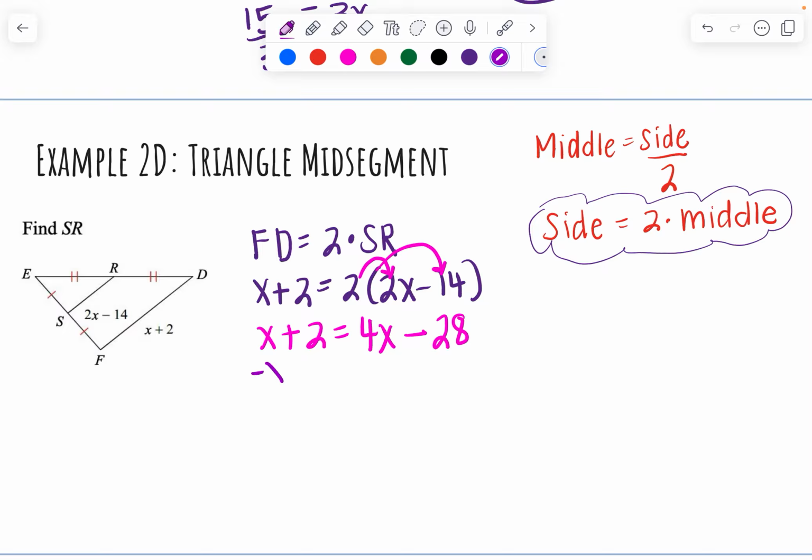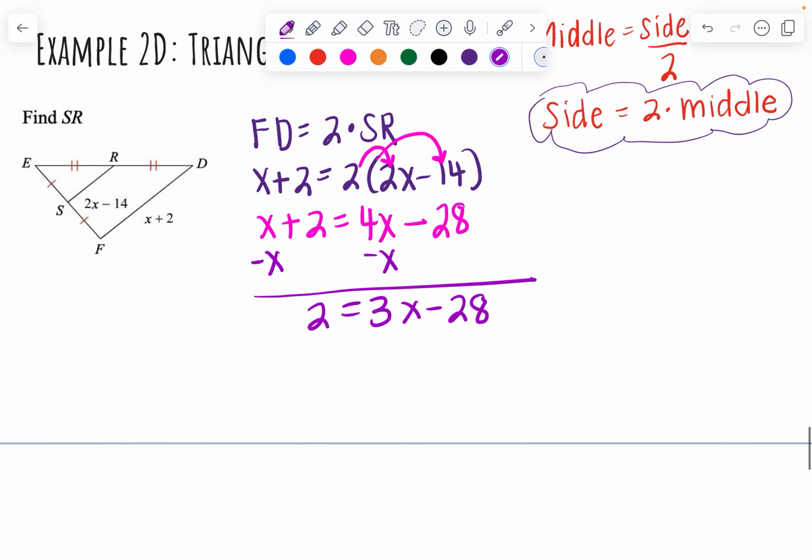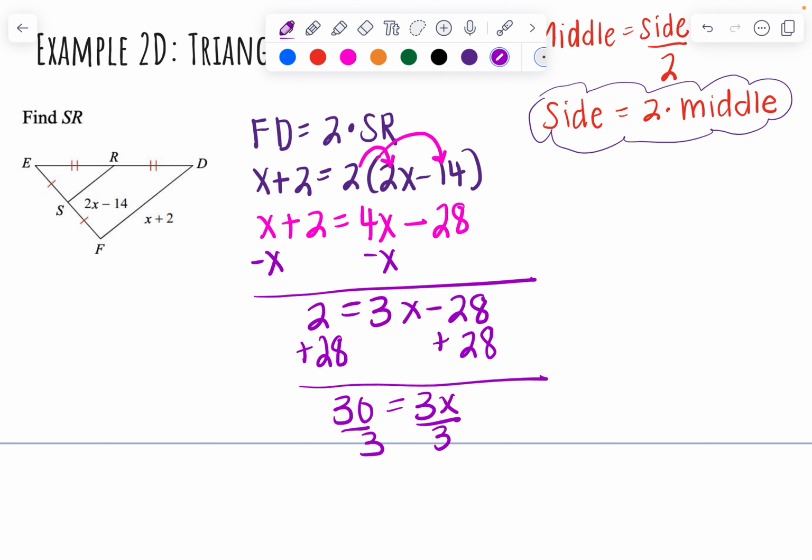Again, I'm going to get all my x's on the same side, so I'll take x from both sides. And then I have 2 equals 3x take away 28. And then adding 28 to both sides, I'll get 30 equals 3x. And then finally, dividing by 3, we'll get that x is 10.